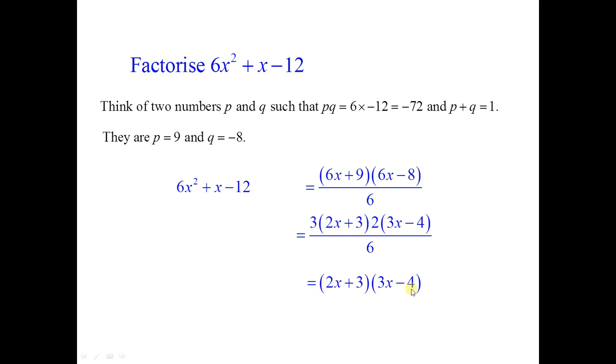And there we go. Nice neat method of factorizing quadratics. The only thinking you've got to do is finding these two numbers p and q. Once that's done, the rest is a little bit easier. Okay.